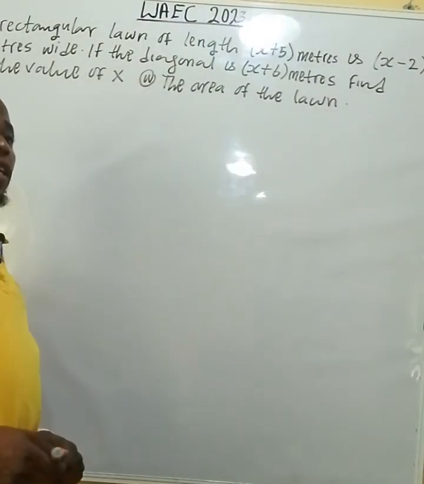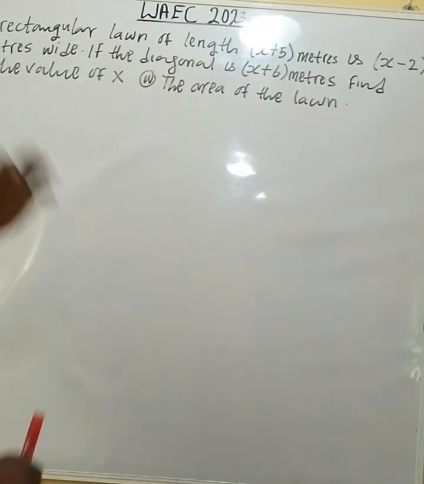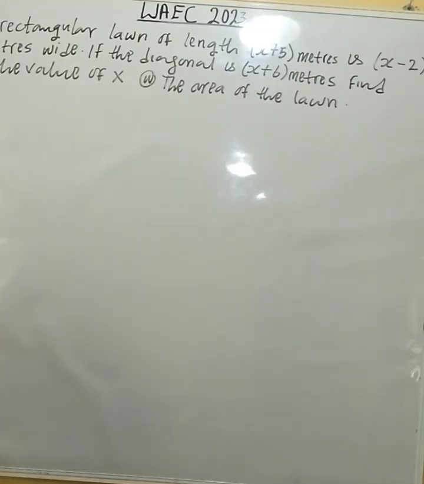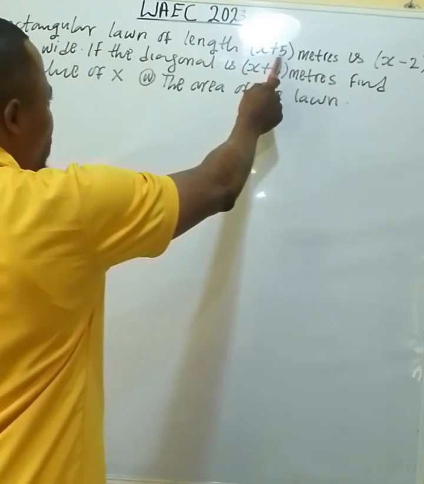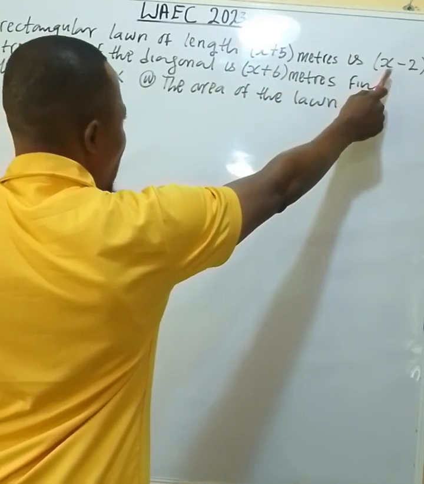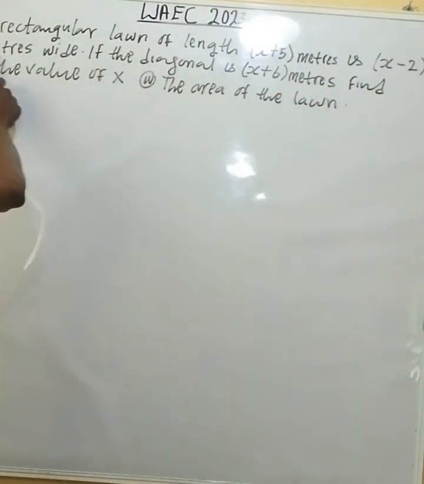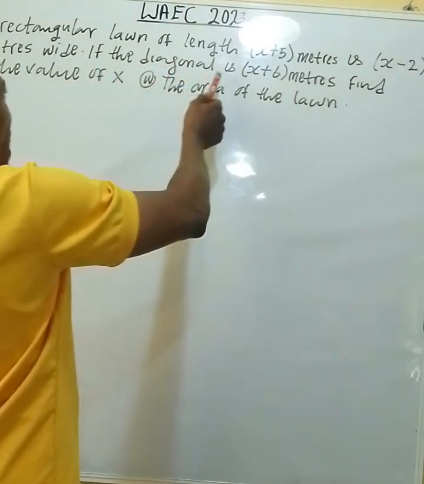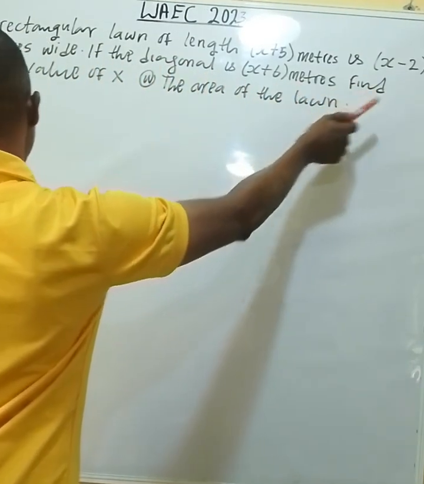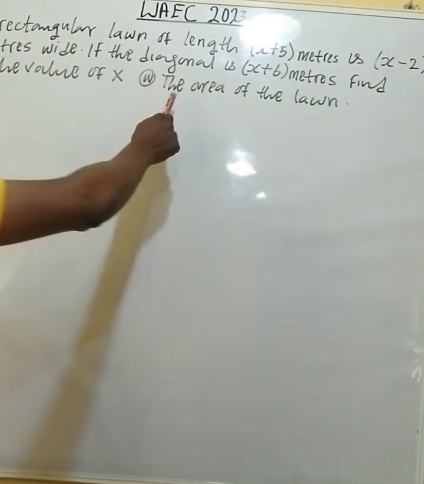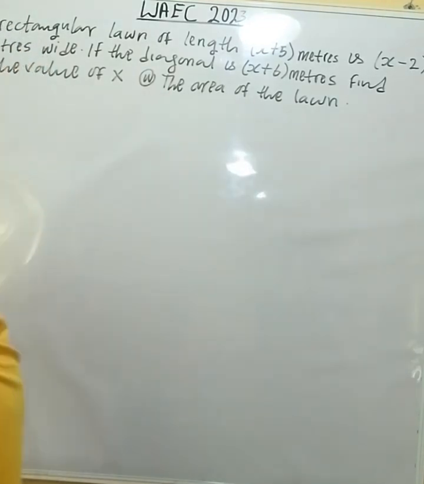Morning class. Let us solve this WAEC past question, 2003. The question says a rectangular land of length x plus 5 meters is x minus 2 meters wide. If the diagonal is x plus 6 meters, find the value of x, and find the area of the land. So it's a word problem leading to a quadratic equation.